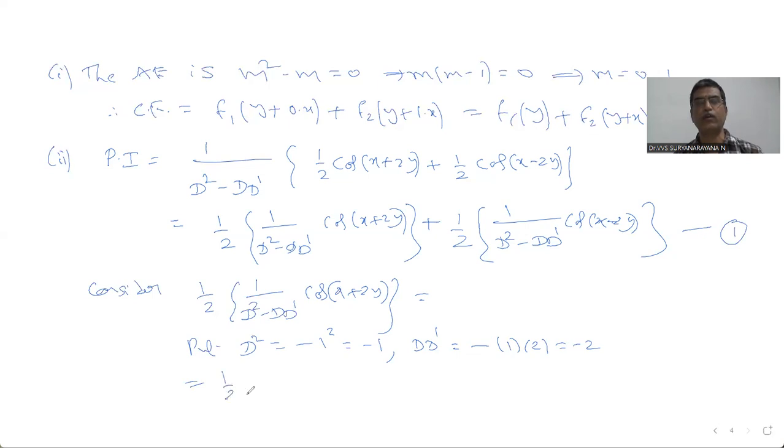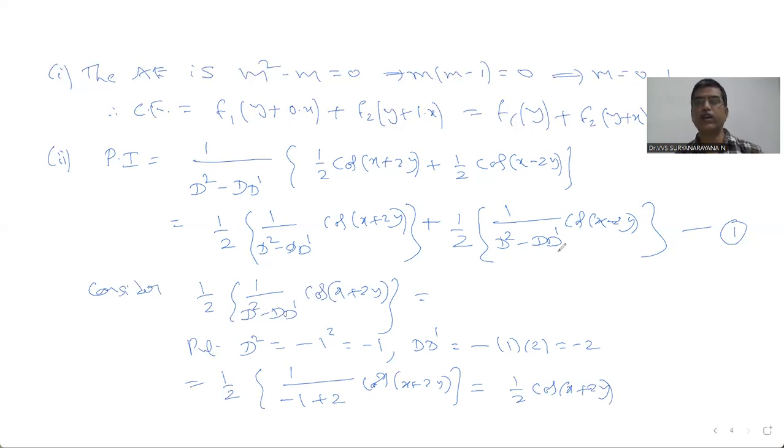So then we will get half of 1 by minus 1 minus of minus 2, that is minus 1 plus 2, of cos(x plus 2y). So clearly the denominator is minus 1 plus 2, which means 1. It is non-zero. So half of 1, half of cos(x plus 2y). See, very simple. By replacing D square with minus a square and D dash with minus ab, we got a non-zero denominator. So this first part is over.